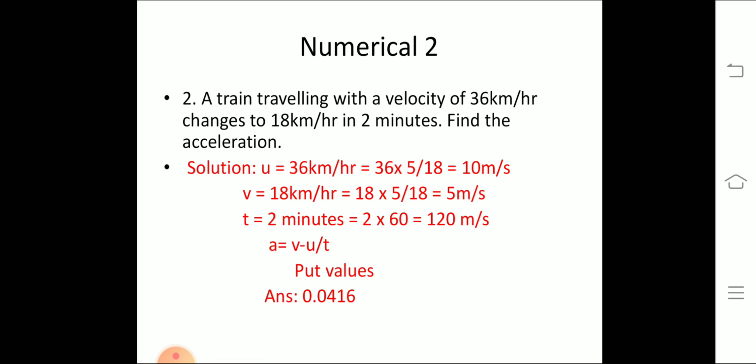Now the time is in minutes, but both velocities are in kilometer per hour. If the time was in hours, we could have directly done everything as it is. But now time is in minutes, so we have to convert everything to standard units. So convert u to standard unit, v to standard unit, and time to seconds. Now use the formula a equal to v minus u upon t. Put the values and find the answer. You practically do it and show. Okay, practically do it and see and tell me how you got this answer.